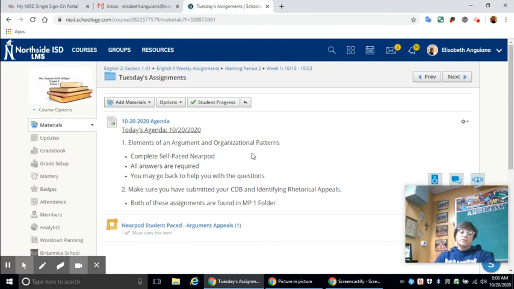And then number 2 is just to make sure that you've submitted your CDB and the identifying rhetorical appeals. Both of these assignments are found in the MP1 folder, and the CDB is in week 7, Thursdays folder, and the identifying rhetorical appeals is in week 8, Thursdays folder. Okay, and so if you still haven't finished that, you need to get that finished. The CDBs are very important. Not only is it a grade, not only is it your first grade, but those samples go to our district office so they can see where we are in our writing and what we need to work on.